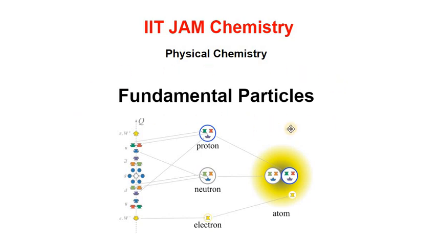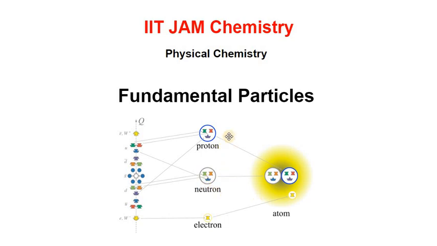So basically what are fundamental particles? Till now you know that there is the atom. So what is an atom? Atom is the smallest part of material. Then we get to know that no, the atom is not the smallest part. It has proton, neutron, and electron, which make that atom. So these are the fundamental particles which make an atom.